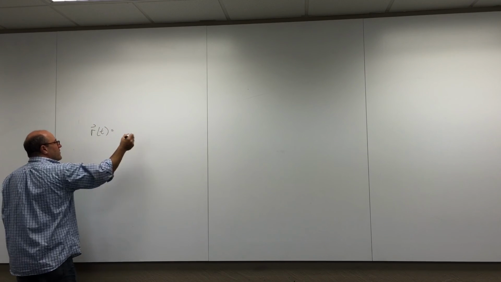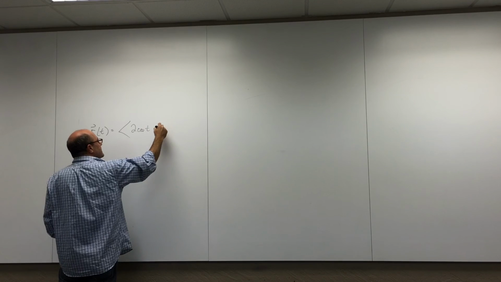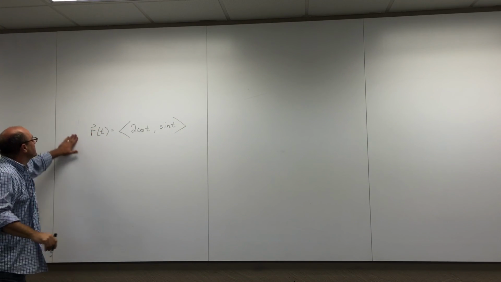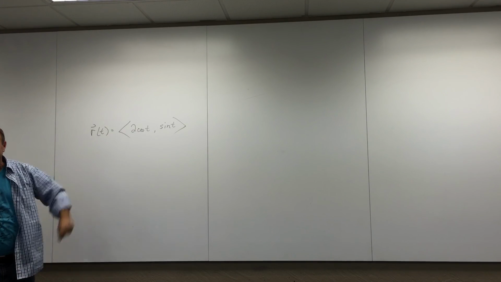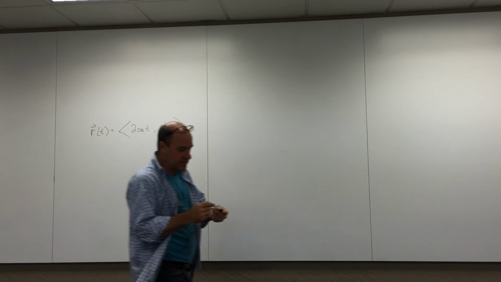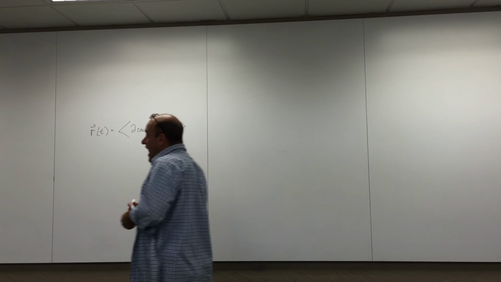But if I saw this one, and they say to sketch this, 2 cosine t, sine t. We talked about this. Oh, by the way, the book always, of course, uses the i, j, and k notation quite a bit, but I always kind of use this vector notation. But if I wanted to sketch this, I'm good at this.